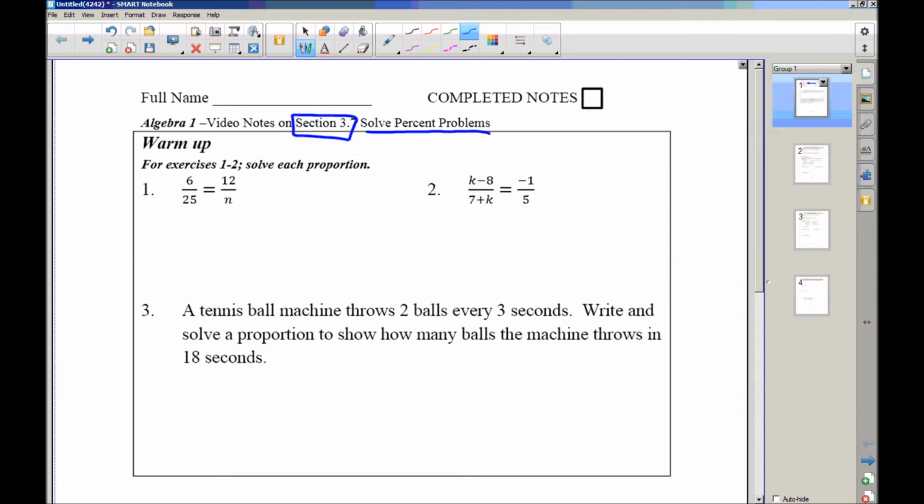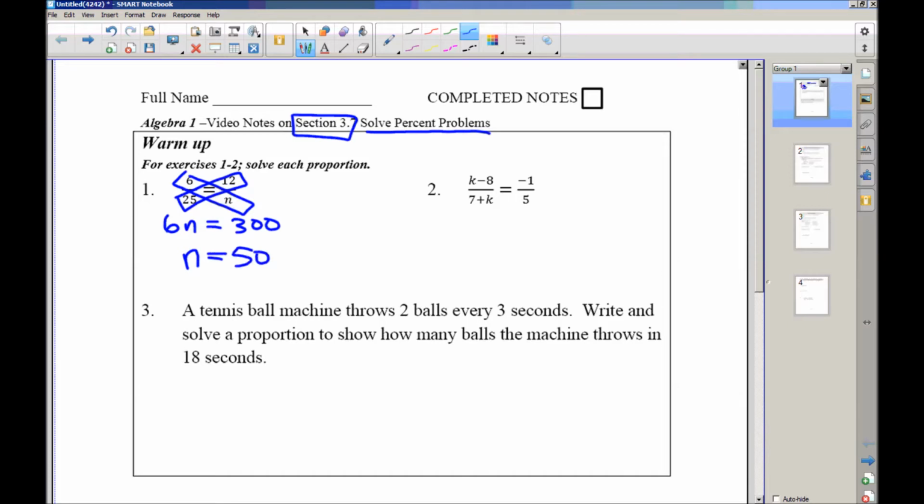Alright, so warm up, exercises 1 and 2, solve each proportion. So hopefully you've already done this. Here we're doing cross products, because the cross products are always equal in a proportion. So we have 6n. And then 12 times 25 is 300. Then we divide both sides by 6. And 300 divided by 6 makes 50.